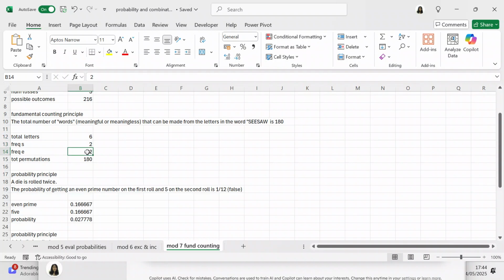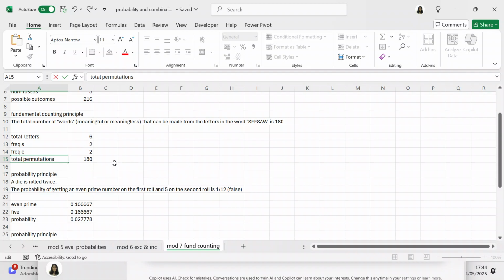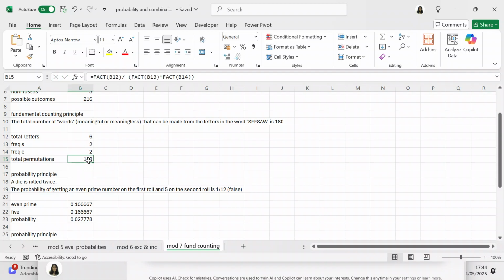The frequency of E, because you have 2 E's, is 2. And then you calculate the total permutations. So that's going to be equals FACT of B12, which is total letters, divided by factorial B13 times factorial B14. So that'll be a factorial of 2 times a factorial of 2. And so that's going to give you an outcome of 180 total permutations.